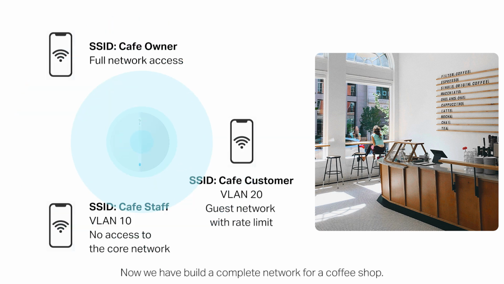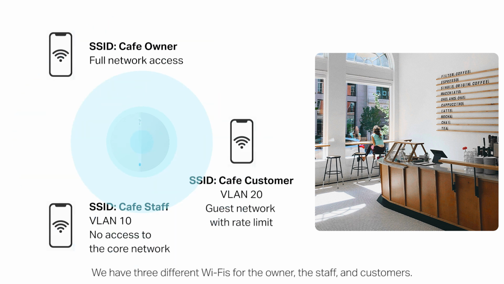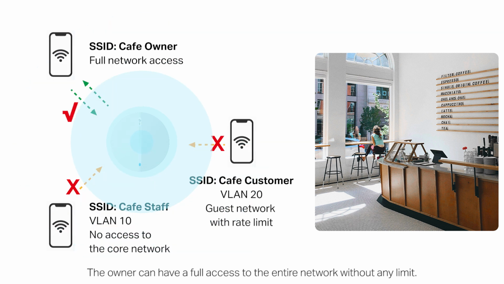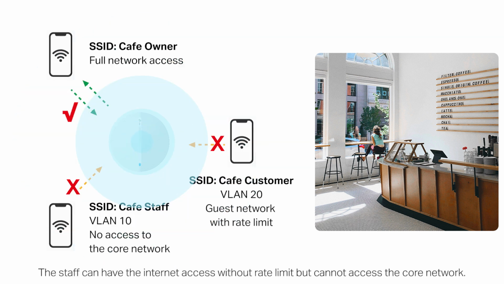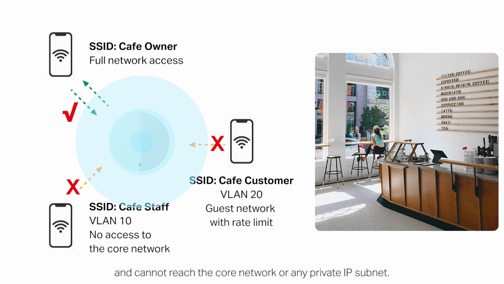Now we have built a complete network for a coffee shop. Let's check the result. We have 3 different Wi-Fi networks for the owner, the staff, and customers. The owner can have full access to the entire network without any limit. The staff can have internet access without rate limit, but cannot access the core network. Customers can access the internet with rate limit and cannot reach the core network or any private IP subnet.